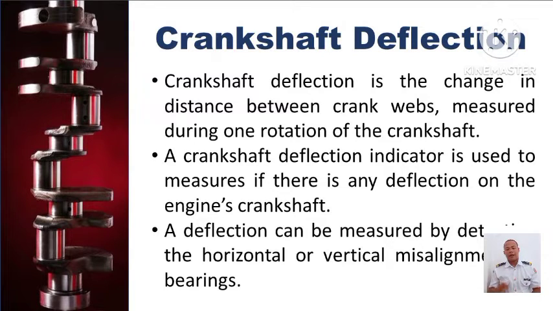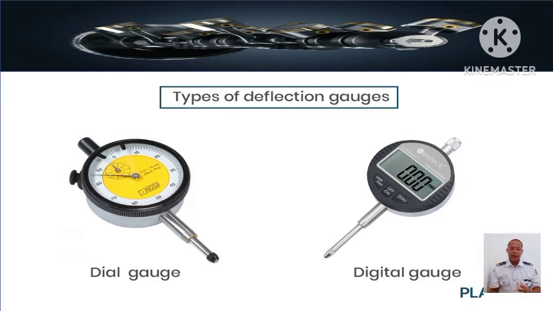And the crankshaft deflection can be measured by the use of a measuring device and indicator that will be discussed in the next slide. So next, there are two types of deflection gauge: the dial gauge and the digital gauge. When we say dial indicator or dial gauge, the operator manually interprets the position of the pointer indicated in the gauge to read the measurement. So the reading of the gauges is really manual.